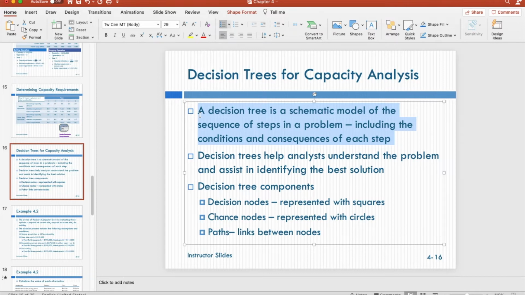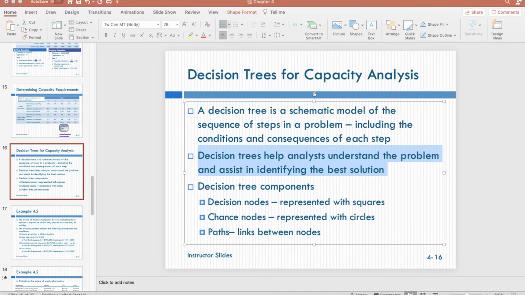Okay, that's why decision tree is quite a useful technique, and we will talk about decision tree in detail by using one big problem. All right. So here, as I say, decision tree can help analysts understand the problem and assist in identifying the best solution, right? Basically, by using decision tree, you can draw or plot out the whole decision tree diagram, and you can figure out the sequence of different steps, incorporating the condition and the consequence of those steps. Then by just looking at the decision tree and doing some simple calculation, you will figure out what is the best solution among all alternatives.